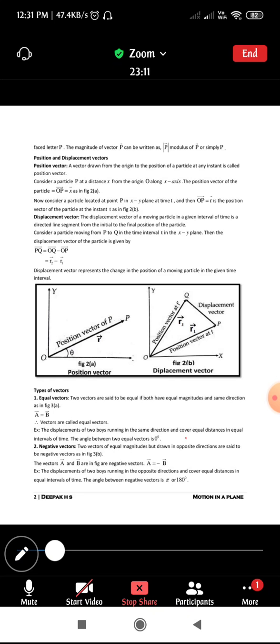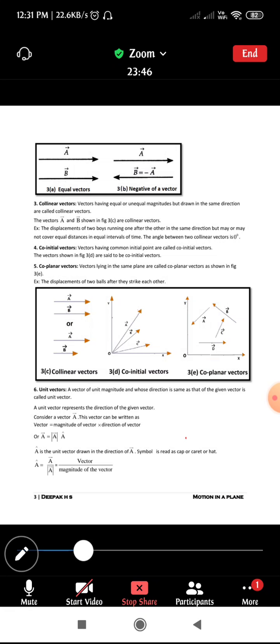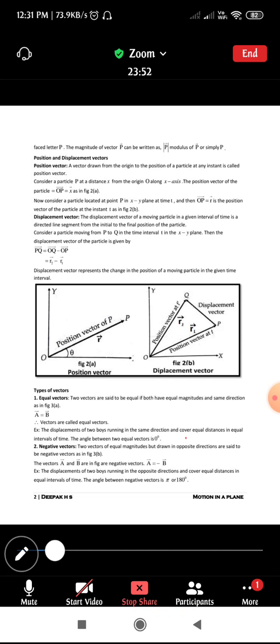Okay, so the example has been given there. The displacement of the two boys running in the same direction and covering equal distances in equal intervals of time, where the angle between two equal vectors is 0 degree. As you know, the simple example they have given is two boys running in the same direction covering equal distances. So the direction remains the same and they are covering equal distance, hence that is an example of equal vectors. And in the case of equal vectors, the angle between the two vectors will always be equal to 0 degree.